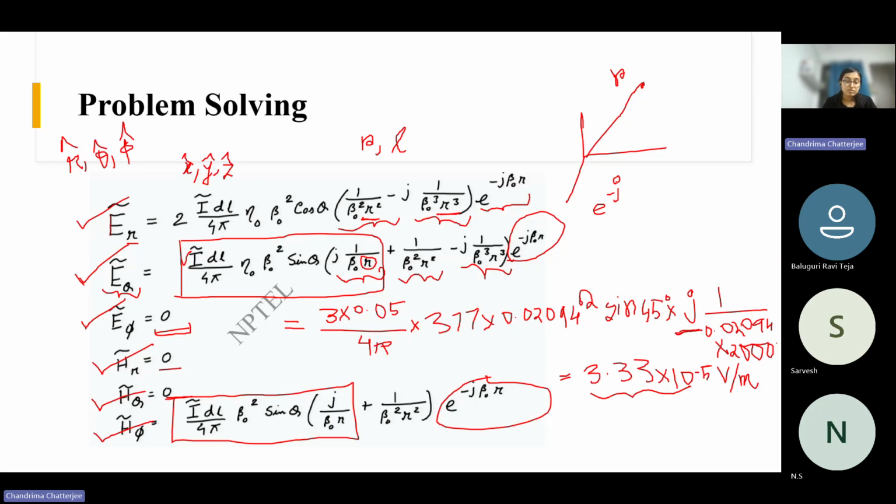Beta naught r is 0.02094 times 2000, so 41.88. But remember, this is in radian. This is not in degree. So don't confuse it, because if you consider it as degree and then add 90 degree, you will get a wrong value. So this is in radian, and in the answer we have degree, so we will convert it to degree.